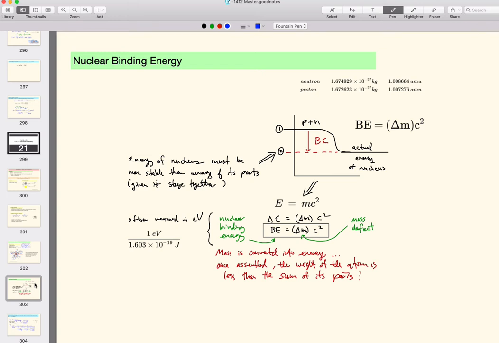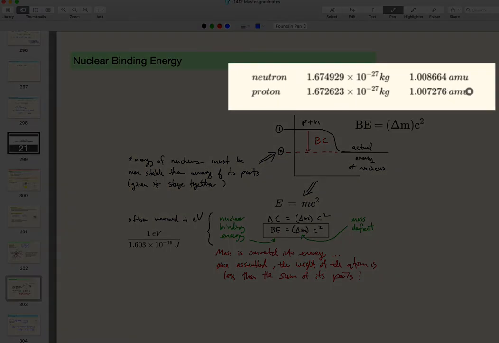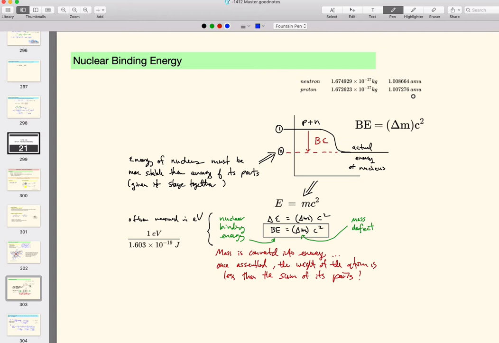Well, it may not be intuitive as to what actually holds the nucleus together, but we can perform calculations to determine the strength at which it is held together. So let's see how we can figure that out. First of all, we know about how much a neutron weighs: 1.008664 atomic mass units. And a proton is just a little bit lighter, 1.007 AMU.